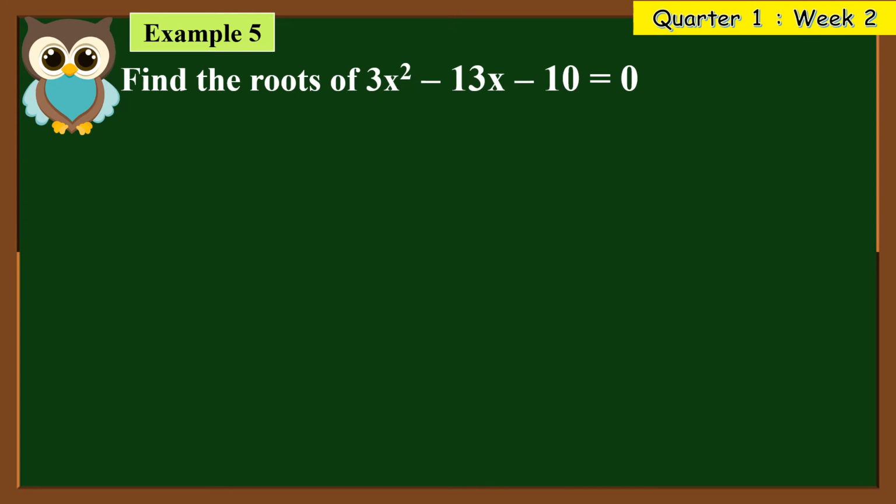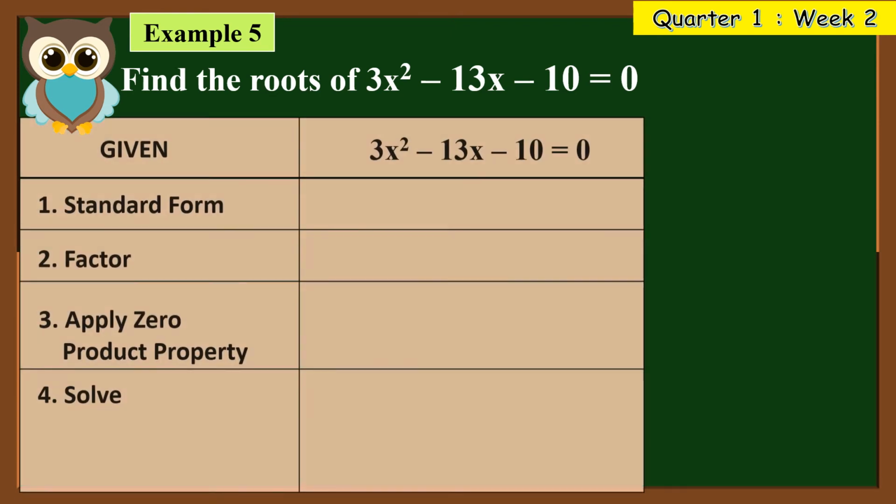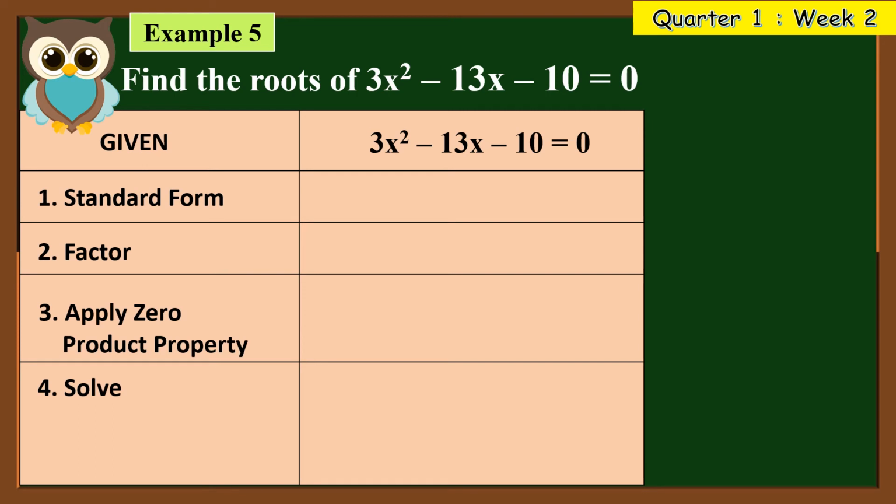Last example, let's find the roots of 3x squared minus 13x minus 10 is equal to 0. So again, as you can see, the given quadratic equation is written in its standard form. That's why we'll just simply copy the given quadratic equation.